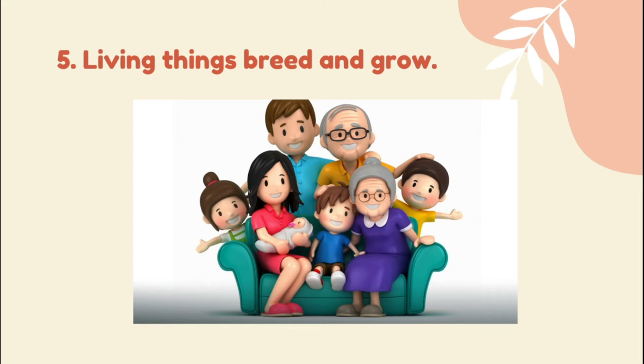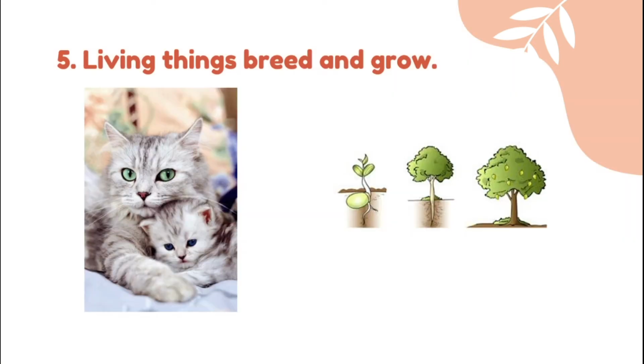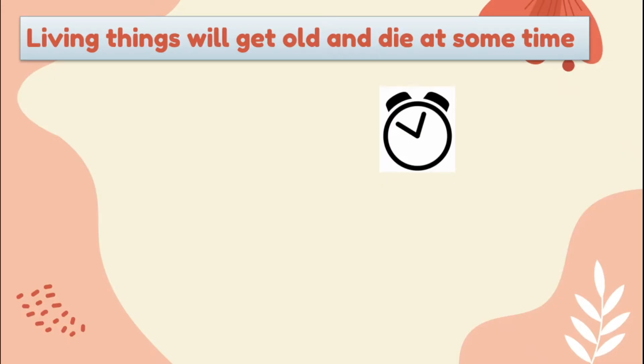And every young living thing will grow into an adult, and they will be able to breed their own young. And look at these animals and trees, they also breed and grow, but in different ways. So living things will get old and die at some time.